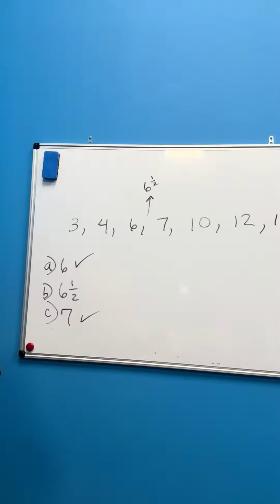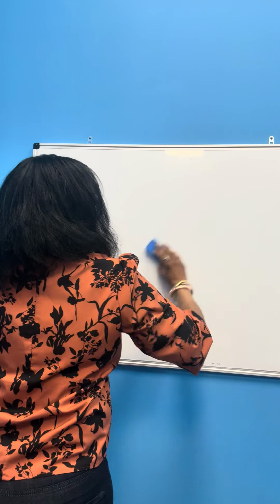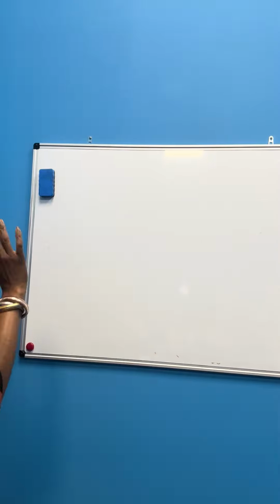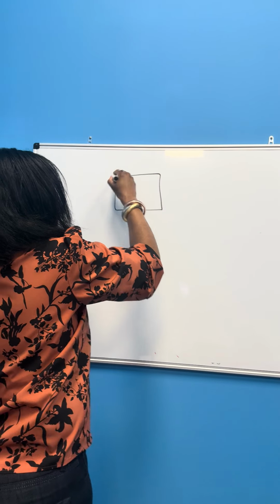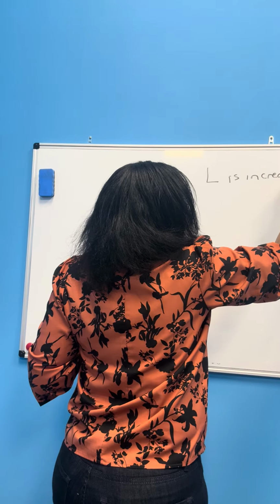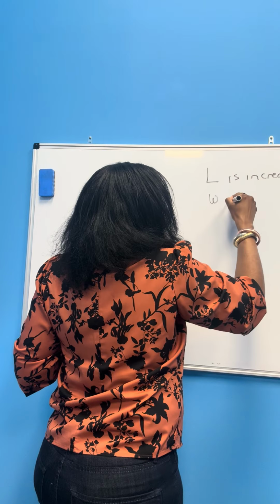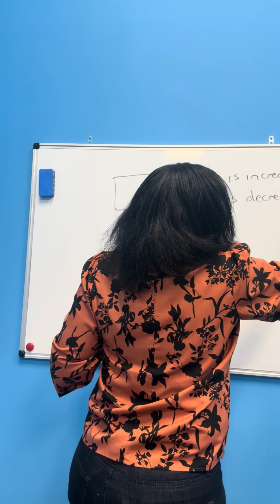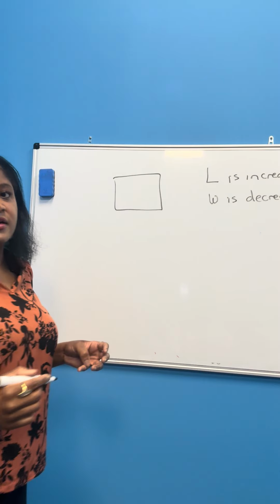All right, I have two more. This is something that stumps students all the time. Imagine you have a rectangle and they said the length is increased by 30%, and then the width is decreased by 30%. And we are asked to consider, how does this affect the area?